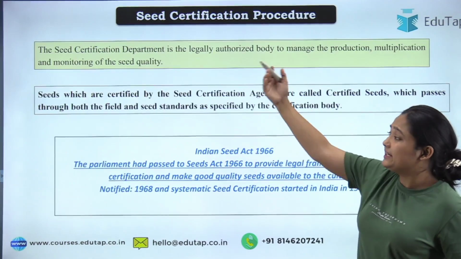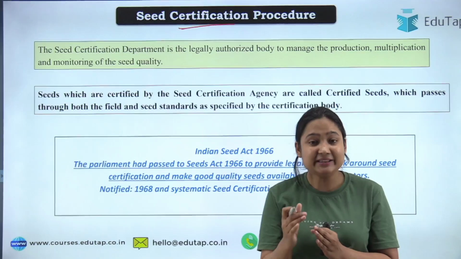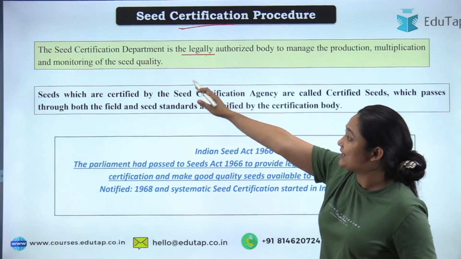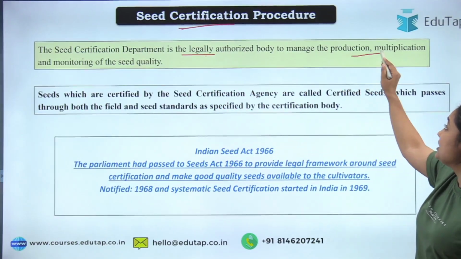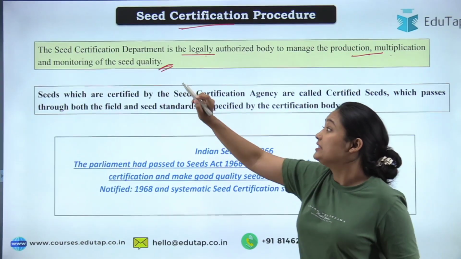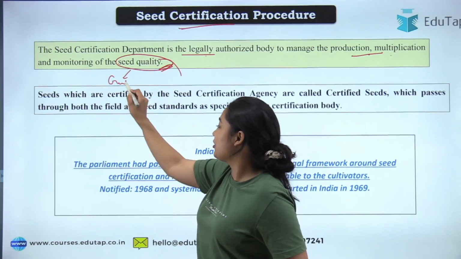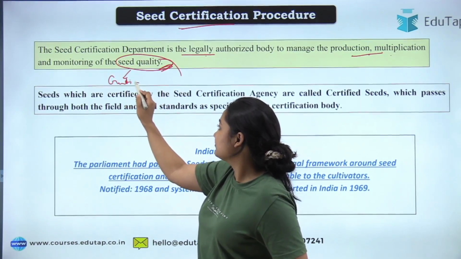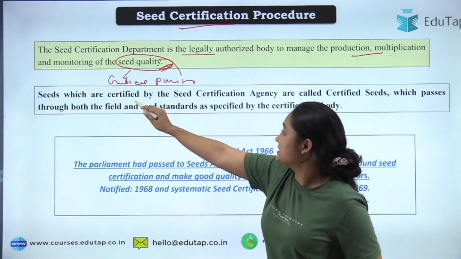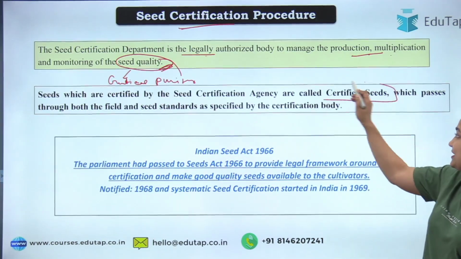So first of all, when we are talking about seed certification, you and I can't certify the seed. Why? That will be illegal. So legal bodies are there to give this certification, and that is the Seed Certification Department, authorized for the production, multiplication and monitoring of seed quality. The quality we are referring to is genetic quality, genetic purity, as we have discussed. Besides that, if the seed you have gets a certificate, that will be called your certified seed. Quite easy.